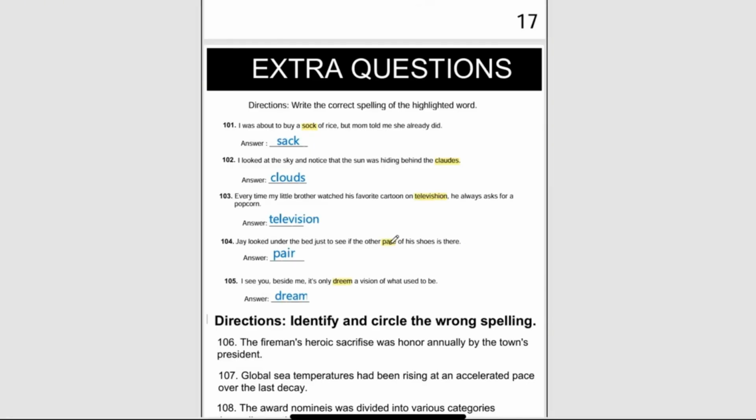For question number 104, Jay looked under the bed just to see if the other pair of his shoes is there. Highlighted word is pair. Correct spelling P-A-I-R. Pair.